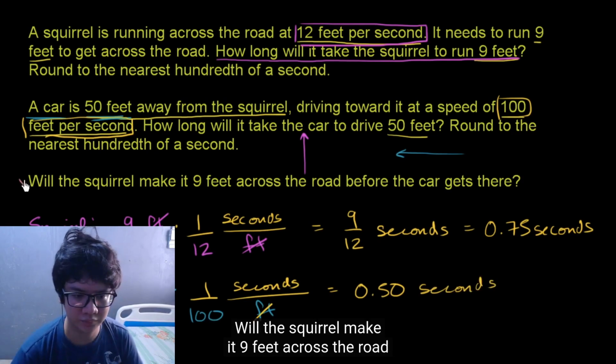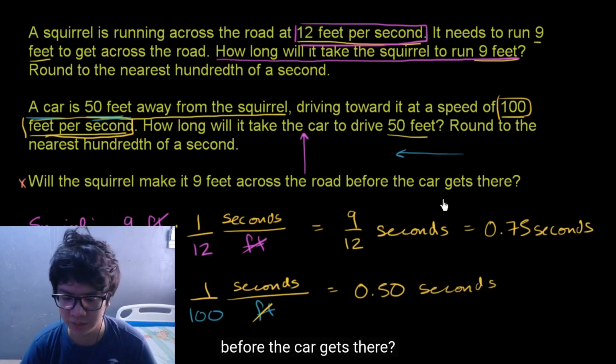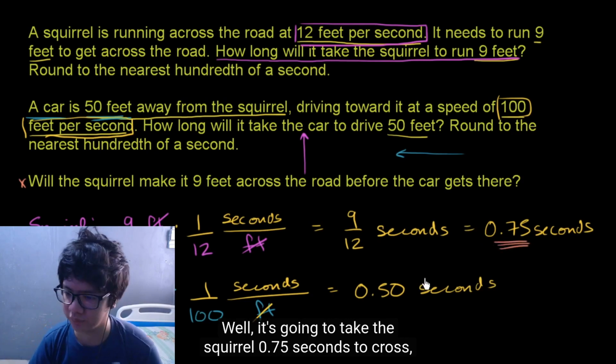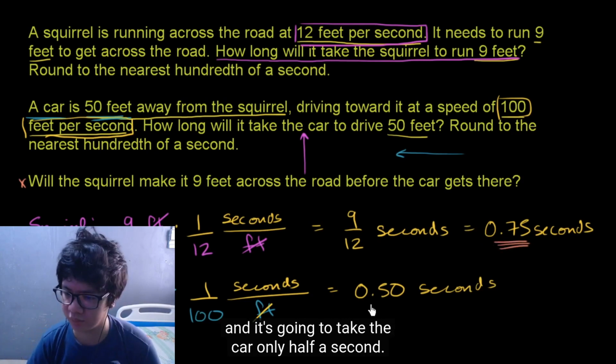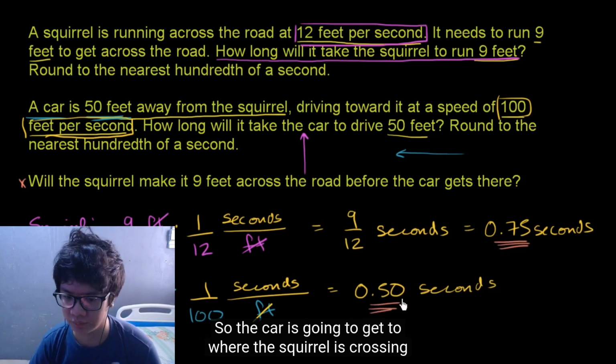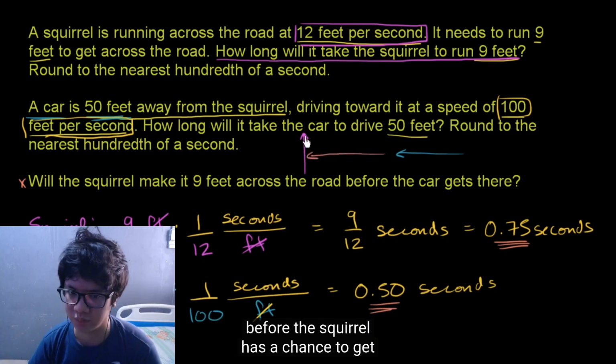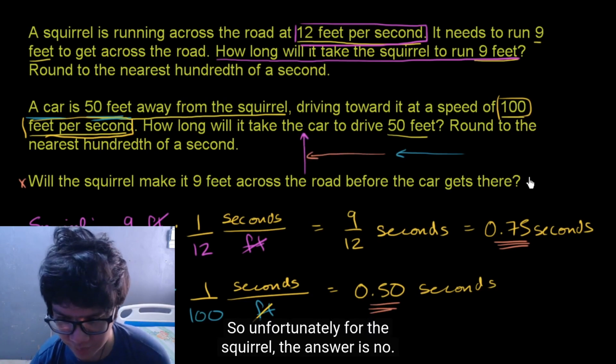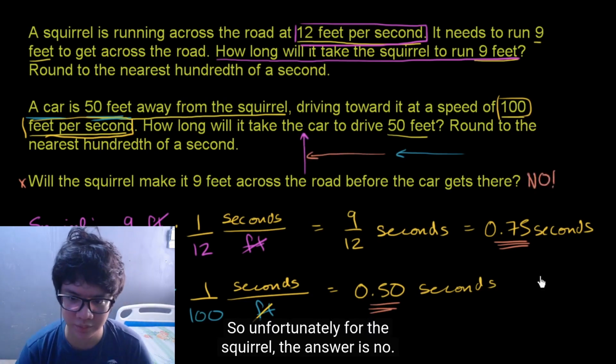And so now let's answer the question, this life and death situation for the squirrel. Will the squirrel make it 9 feet across the road before the car gets there? Well, it's going to take the squirrel 0.75 seconds to cross, and it's going to take the car only half a second. So the car is going to get to where the squirrel is crossing before the squirrel has a chance to get all the way across the road. So unfortunately for the squirrel, the answer is no.